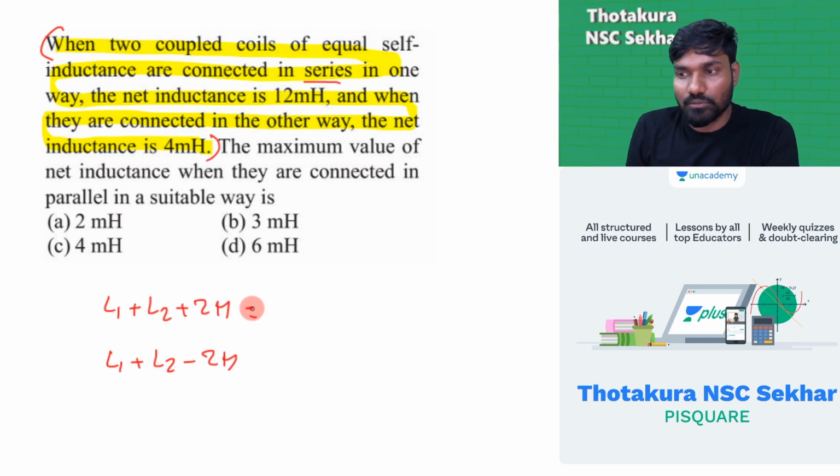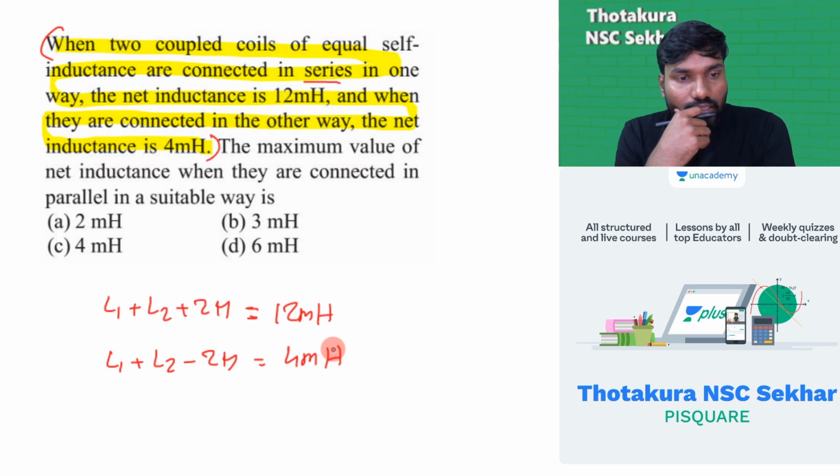So this value will be, maximum value is 12 millihenry. In case of a parallel also, additive polarity will give maximum inductance. So this is 12 millihenry. Here it is 4 millihenry. This is given to you. Okay, this is given to you.